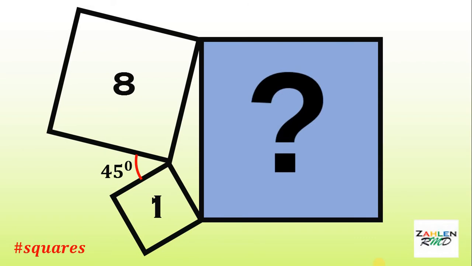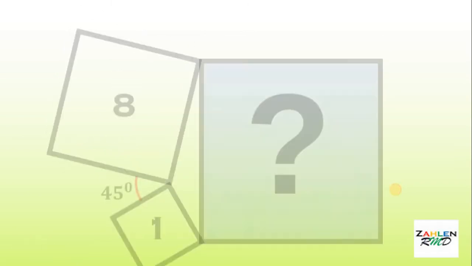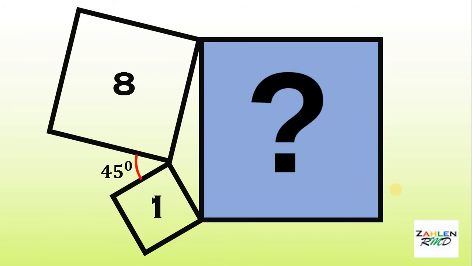Here's the question. We have given 3 squares, and the area of the small square is 1, the area of the medium square is 8, and the question is, what is the area of the large square? Now, if you want to try this problem, just pause this video, and if you're ready, here's the solution. I hope you paused this video. Now let's see if you got the correct answer.